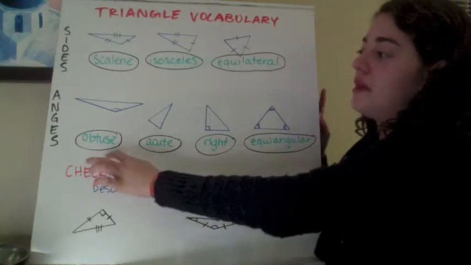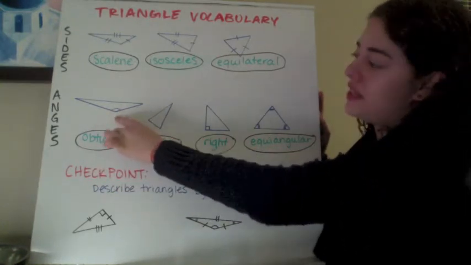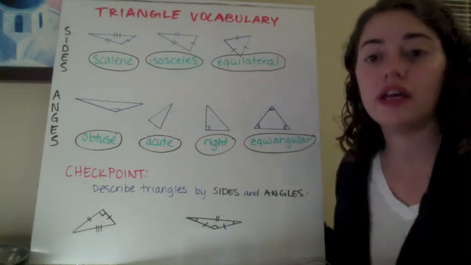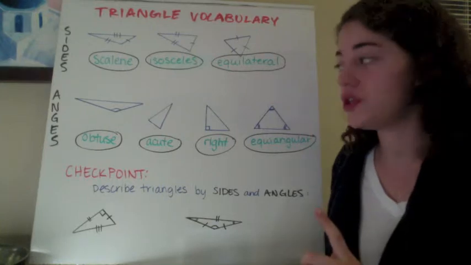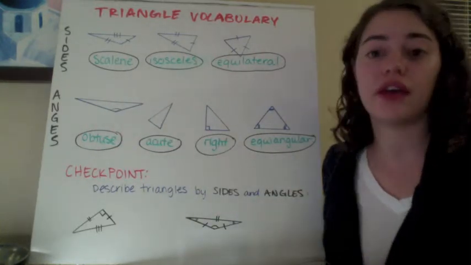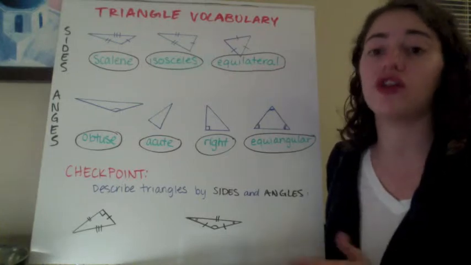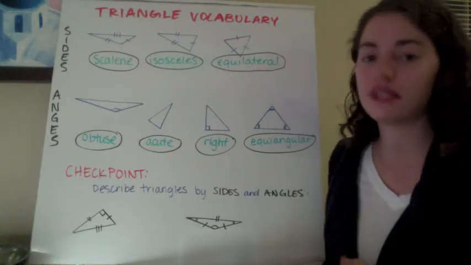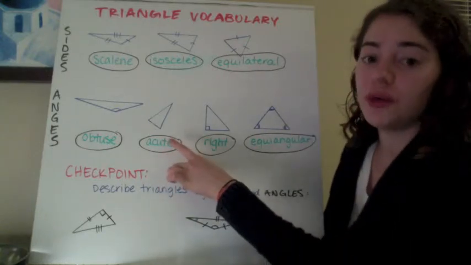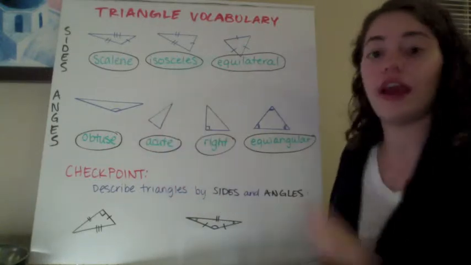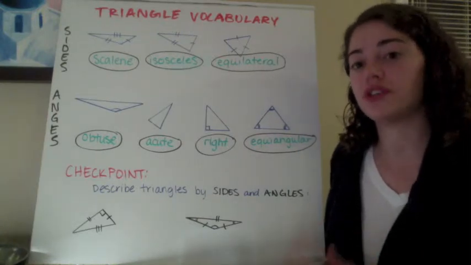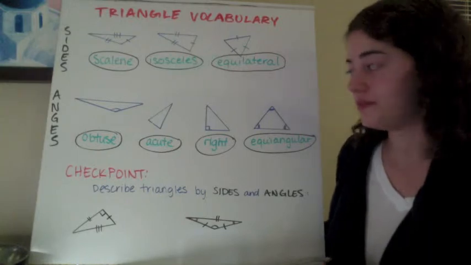We can describe them as obtuse. You can see that this angle right there is an obtuse angle. So an obtuse triangle is one where one of the angles is obtuse and two are acute. Again, an obtuse angle is one that has a measure larger than 90 degrees, but less than 180 degrees. This second triangle here is an acute triangle. All three of the angles are acute. An acute angle is an angle that measures less than 90 degrees.